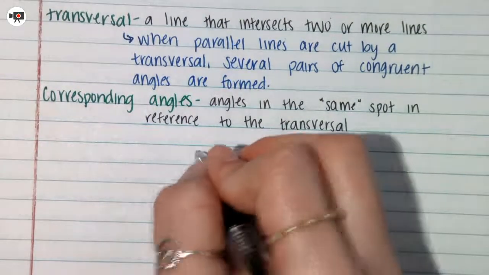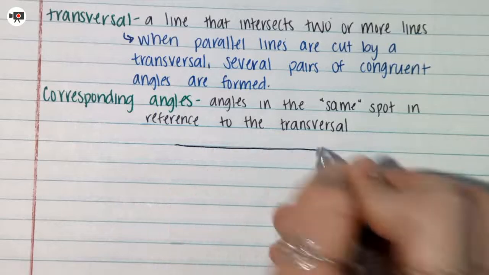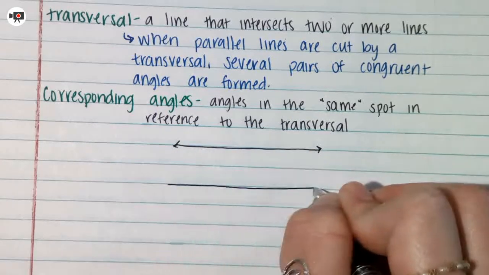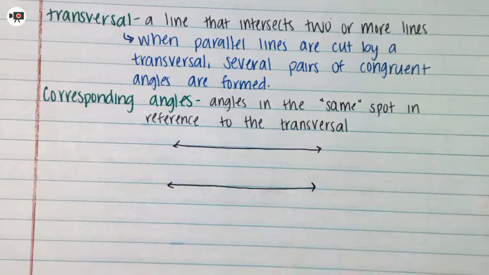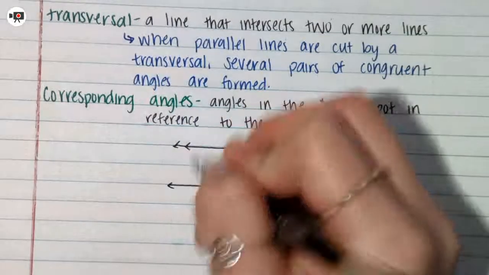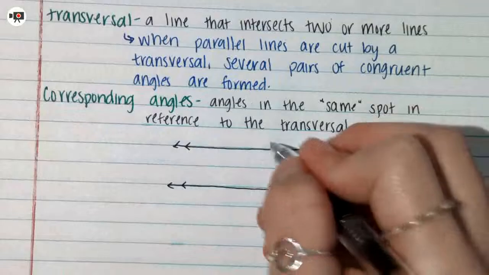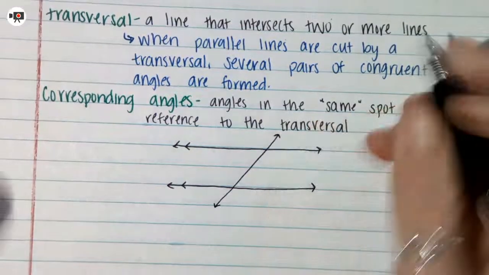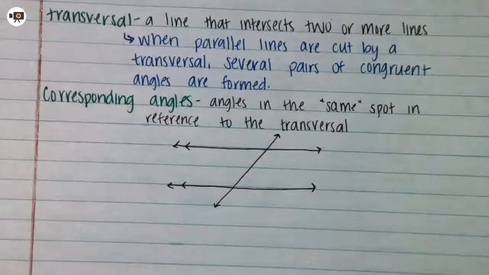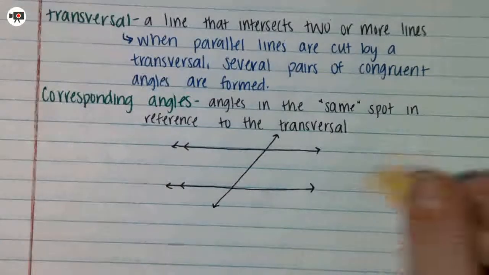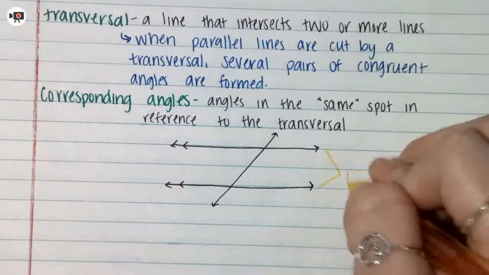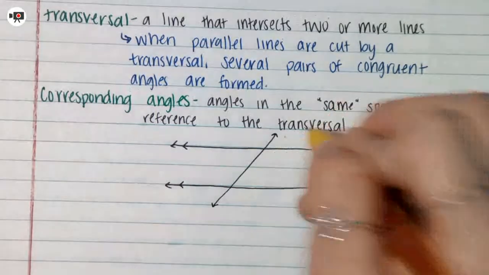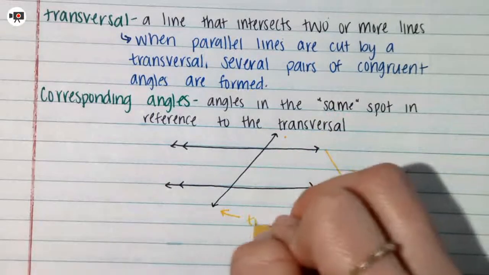So I'm going to have parallel lines here. And I'm going to mark they're parallel with my little arrows, and they're going to be cut by a transversal. So I'll make a little note. These are parallel, and this is a transversal.